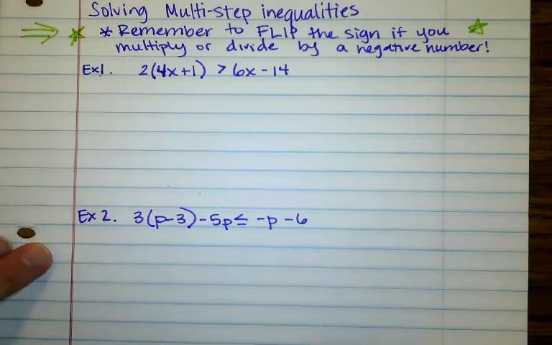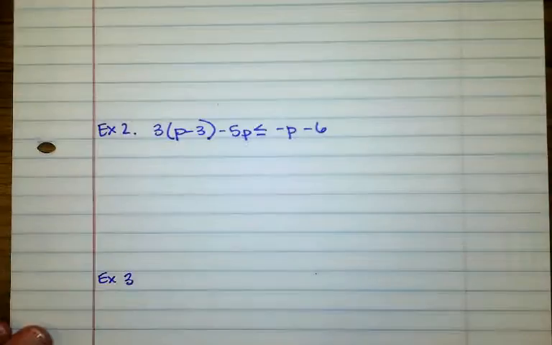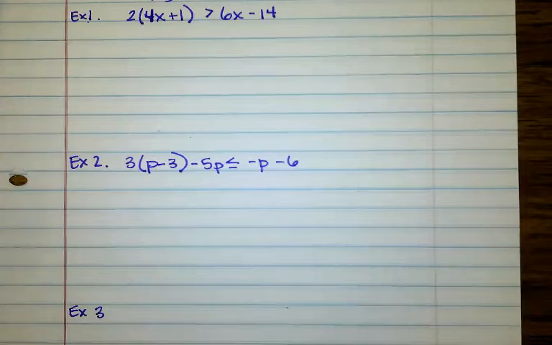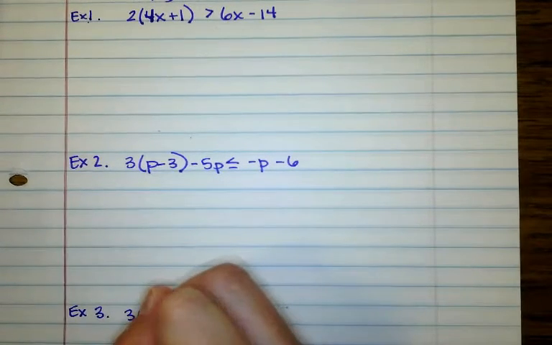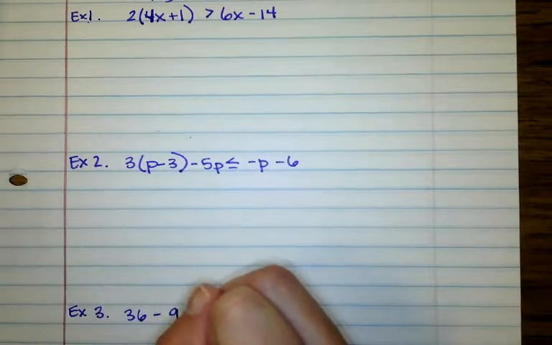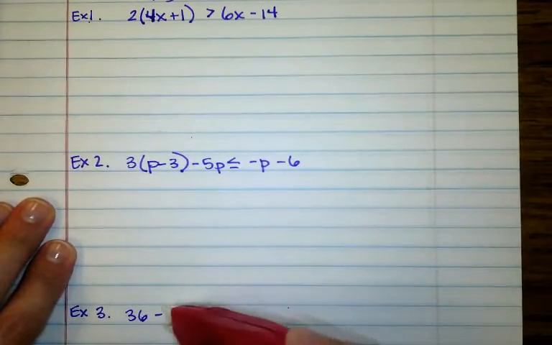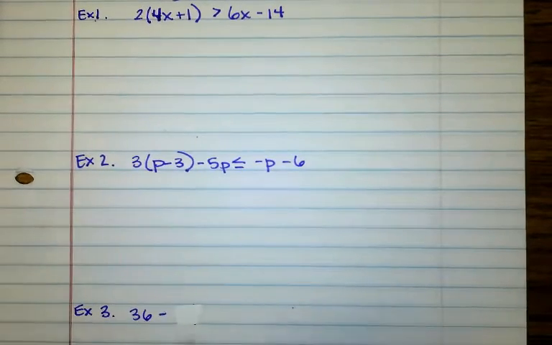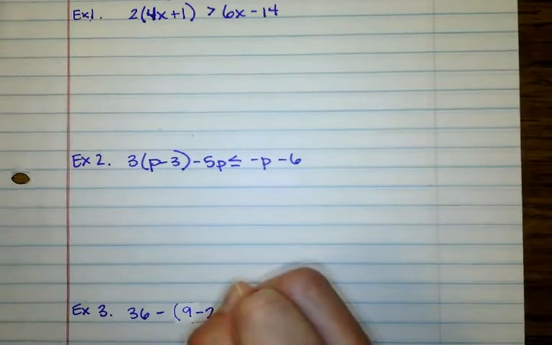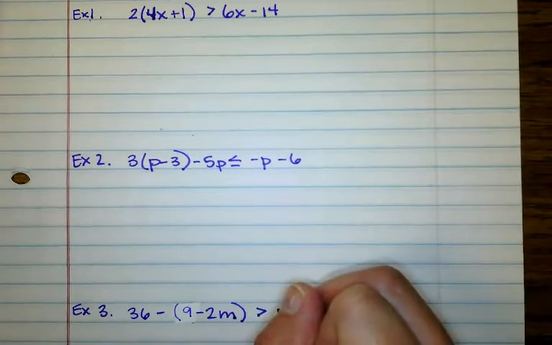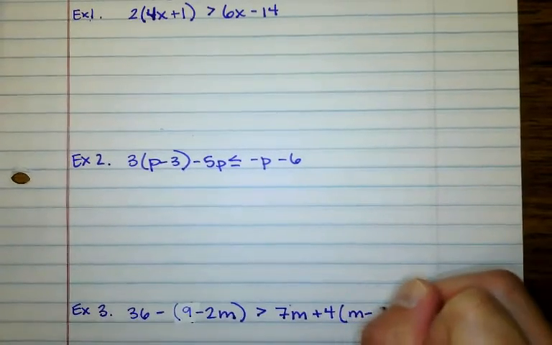The last example that I'm going to write up here on the board, can you see them all? Yeah. Okay, is going to be 36 minus 9 parentheses. Oh, whoops. Sorry, that's why you should use pencil. Minus parentheses 9 minus 2m greater than 7m plus 4 times m minus 9. Okay? So that one's kind of long. But there we go. Okay?